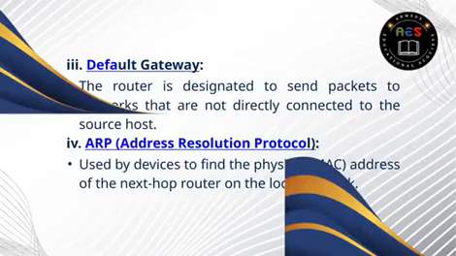Connecting these points to the bigger picture, both the default gateway and ARP are about ensuring data gets where it needs to go efficiently and accurately, especially when crossing network boundaries. They are fundamental components that help maintain seamless communication across different parts of a network.